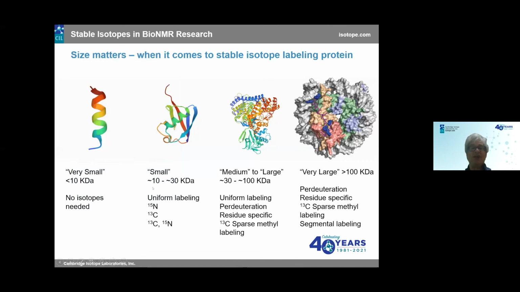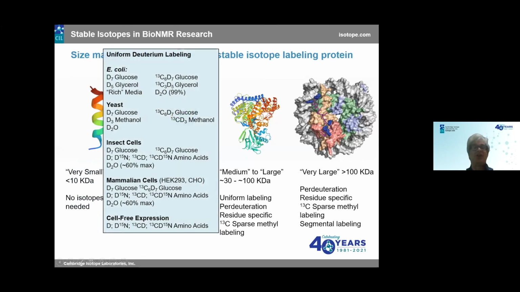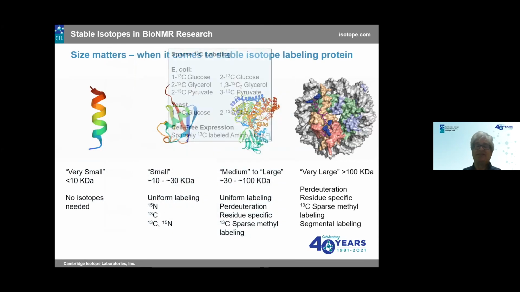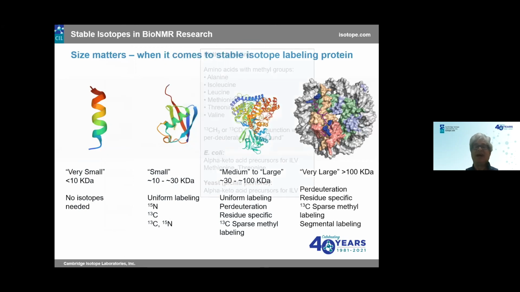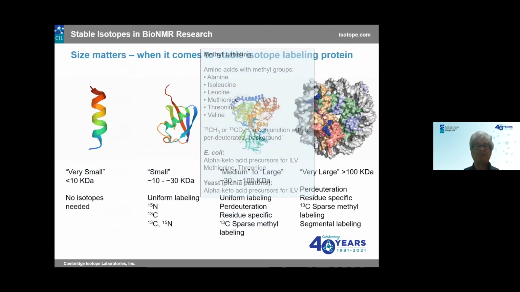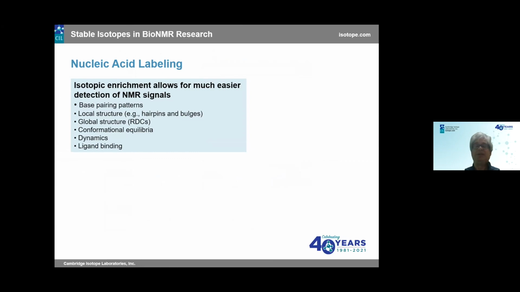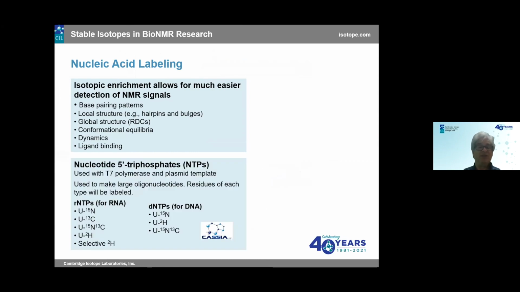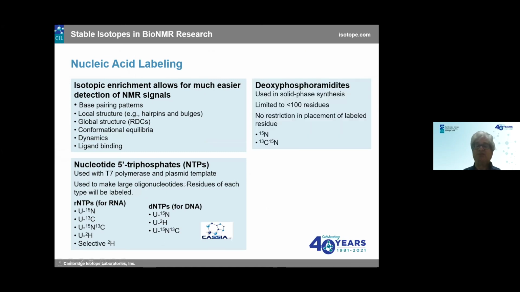So I'm sorry. Anyway, as the complexity increases, so does the complexity of the types of stable isotopes that are required. One uses deuterium-labeled substrates to label a protein with deuterium in order to look at such things as sparse labeling and to look at the methyl groups. And Lewis K. will talk about methyl labeling as well. On nucleic acids, we label using either NTPs, using the polymerase chain reaction, or one can build chains one residue at a time by using deoxyphosphoramidites.